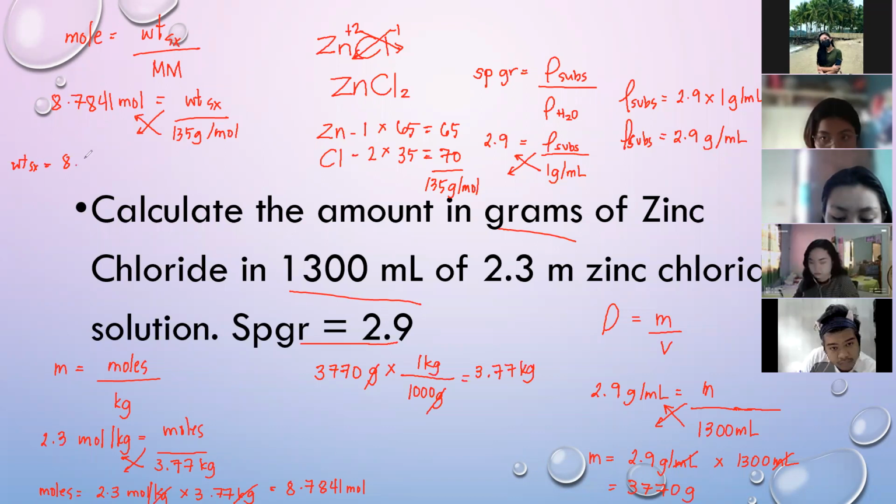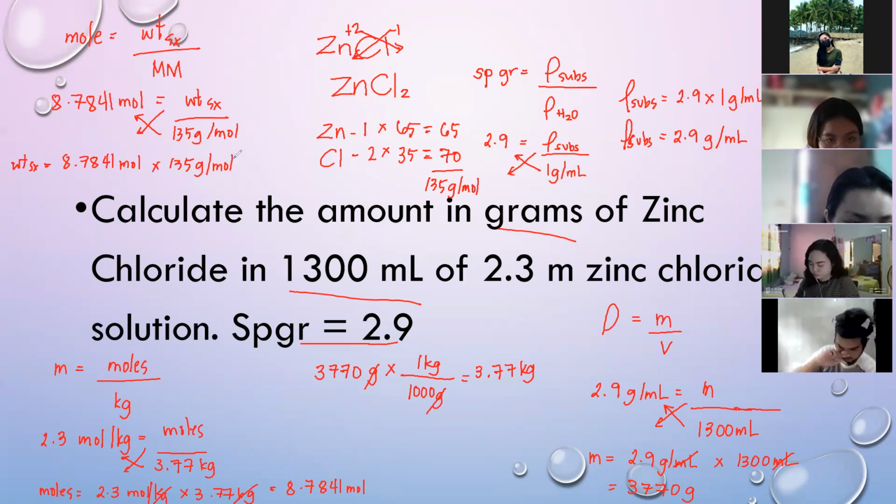Weight of our sample is equal to 8.7841 mole times 135 grams per mole. You have to cancel this. Ayan. And then 135 times 8.7841 is 1,185.85 grams. So yan ngayon, yung amount in grams of zinc chloride that is to be dissolved in 1,300 ml para makuha mo yung 2.3 molal na solution.